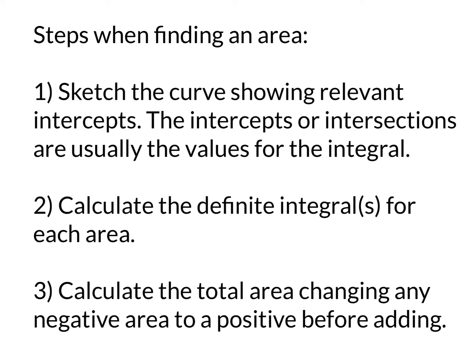So for this, we're going to have a look at the steps when finding an area. The first thing you should try and do is sketch the curve showing where the relevant intercepts are. The intercepts or the intersections, so it may be two curves that we're finding the intersections of, are usually the values for the integral. So that's something to keep in mind. We then calculate the definite integrals for each area, and then we calculate the total area by changing any negative area to a positive before adding. So slightly different to when we did the definite integrals.